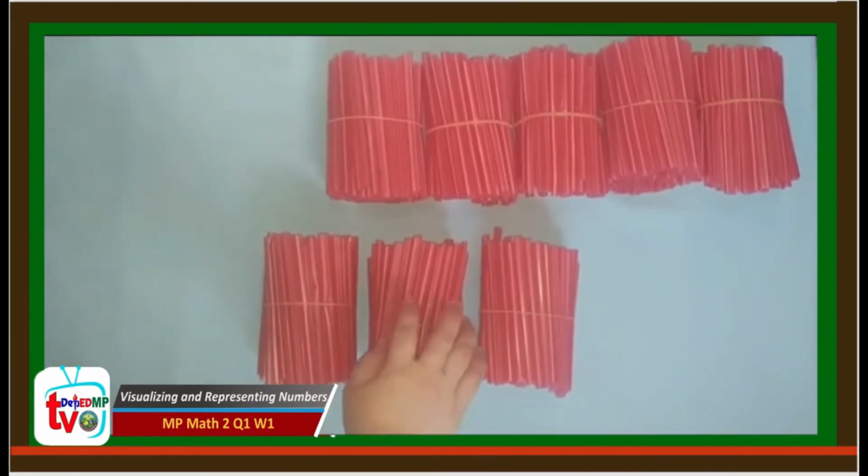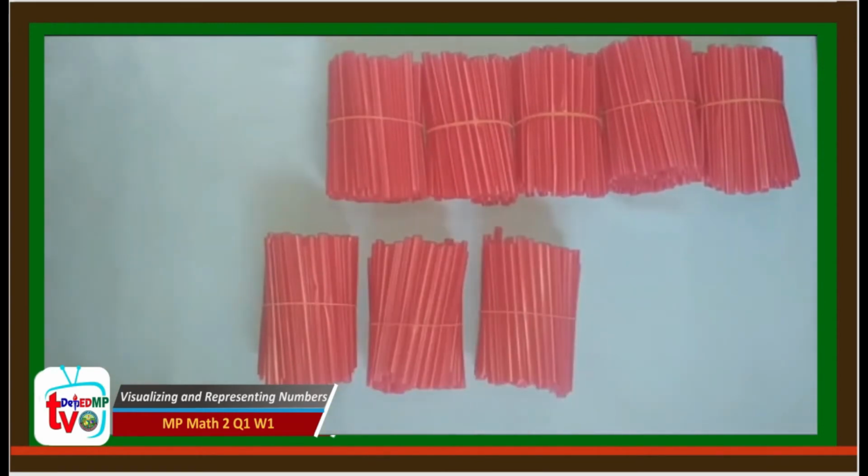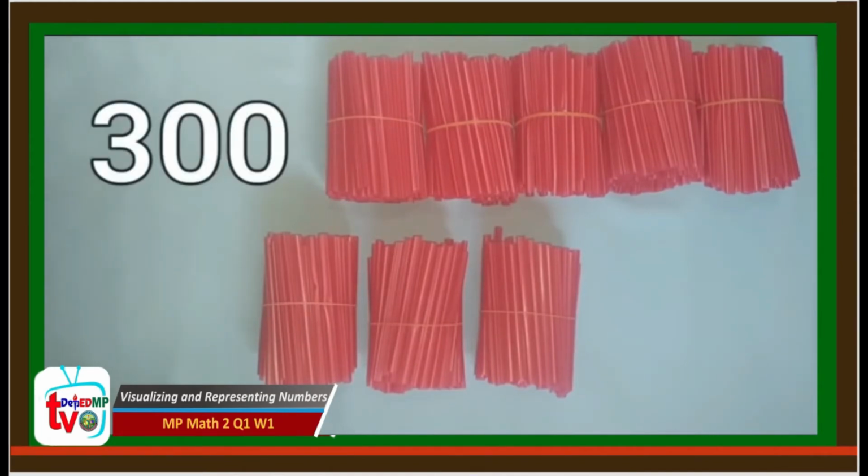Now, let us see if you understood our lesson. We can see bundles of straws in 100. 1, 2, 3. So how many straws are the bundles all in all? 300, ma'am. Very good, Mario.